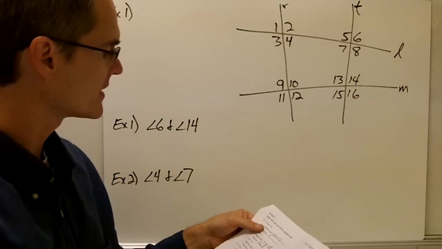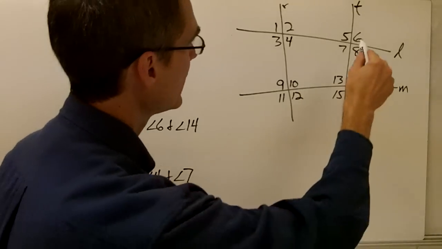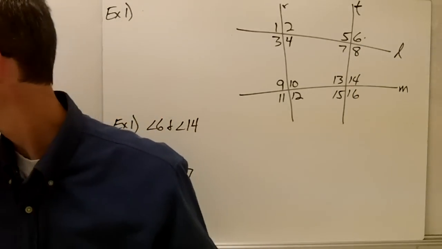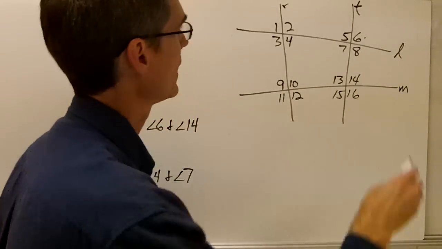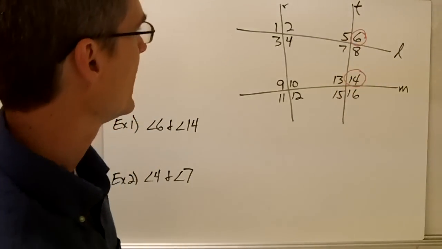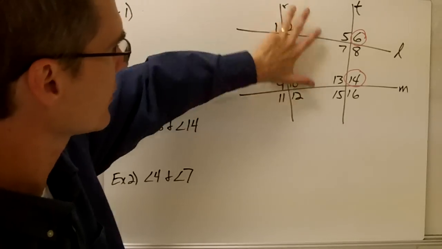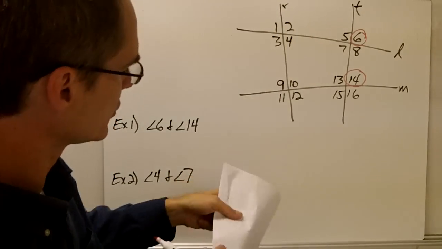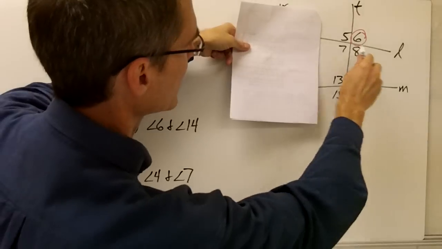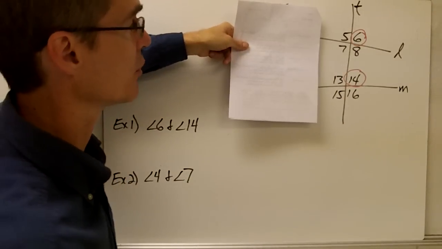Okay, so example number 1, angle 6 and angle 14. So let's see. Here's angle 6, and here's angle 14. Now, I noticed that for angle 6 and angle 14, this whole piece of the diagram doesn't really come into play. In fact, I could just completely cover this up, and if I do, now I've got 2 lines cut by a transversal, and it looks like the other diagram that I was working with.